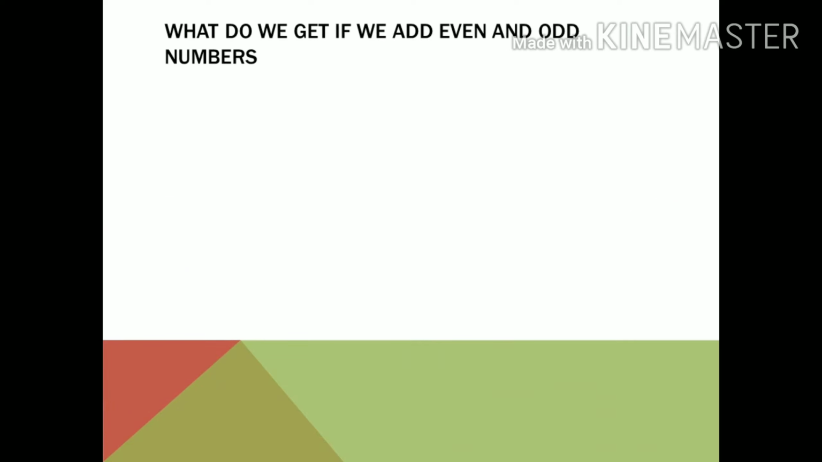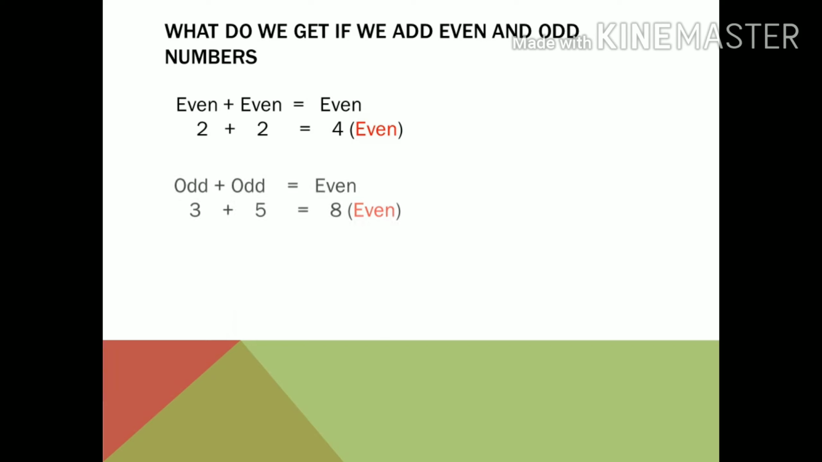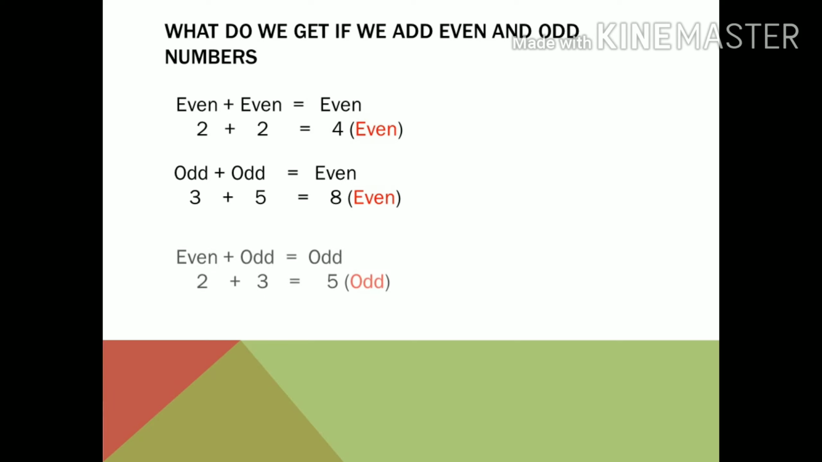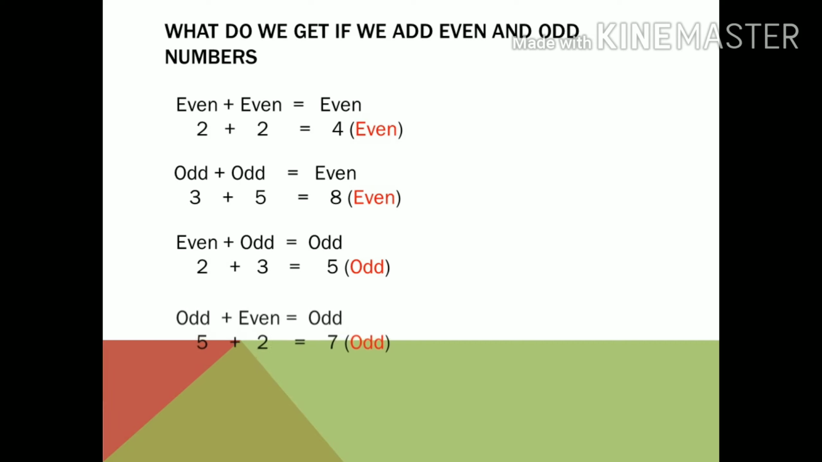Now let's see what do we get if we add even and odd numbers together. If we add two even numbers, that is 2 plus 2, we get an even number, that is 4. If we add two odd numbers, that is 3 plus 5, we get an even number, that is 8. If we add an even number to an odd number, that is 2 plus 3, we get an odd number, that is 5. Similarly, if we add an odd number to an even number, that is 5 plus 2, we get an odd number, that is 7.